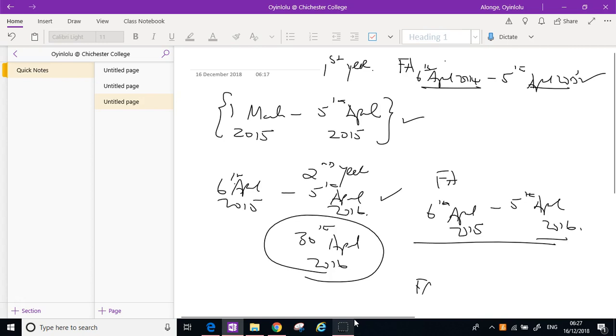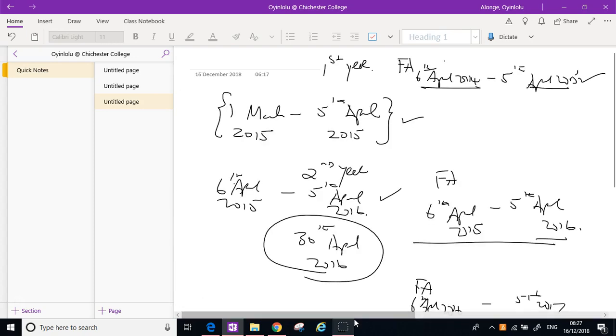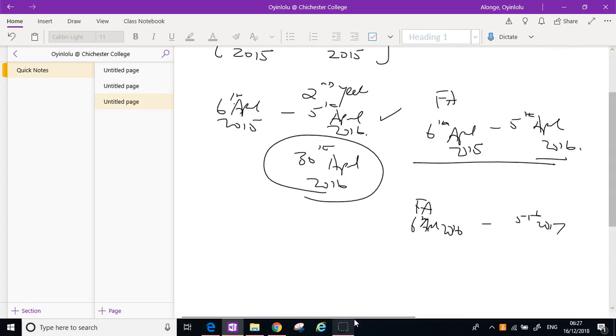So now we look at the next Finance Act, which is the 6th of April 2016 to the 5th of April 2017. Sorry. And then we ask the question again. Is there a period of account that ends in the tax year?